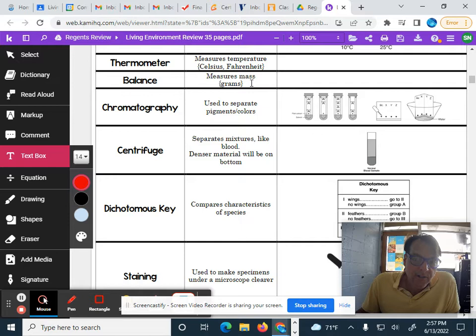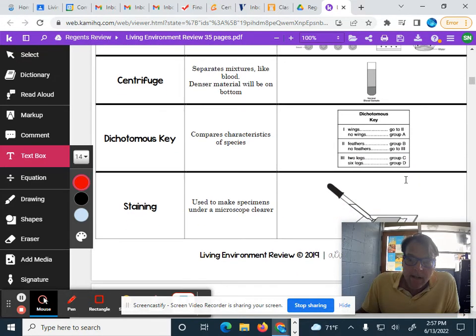Balance measures mass in grams. Centrifuge can separate blood into things like plasma and red blood cells. Denser materials are on the bottom. Dichotomous keys are always on the living environment regions. So you divide things into have and have not characteristics. You have to be able to read keys.